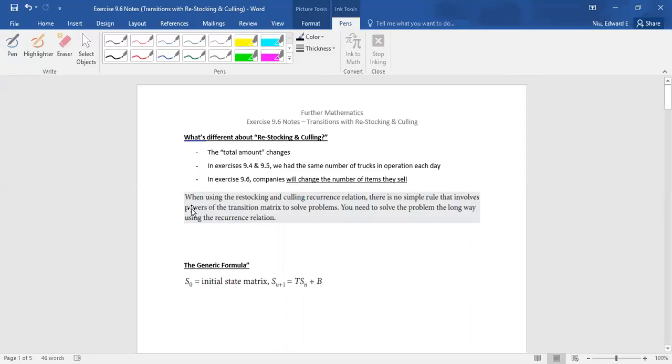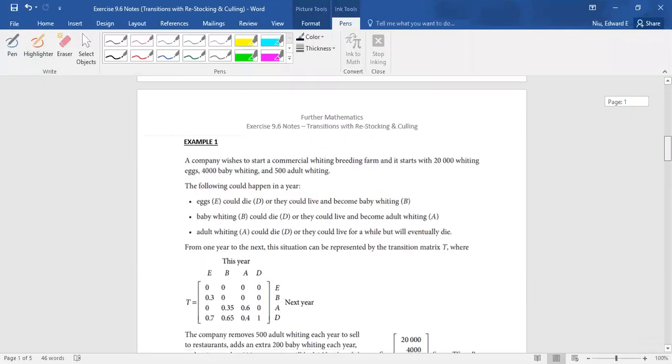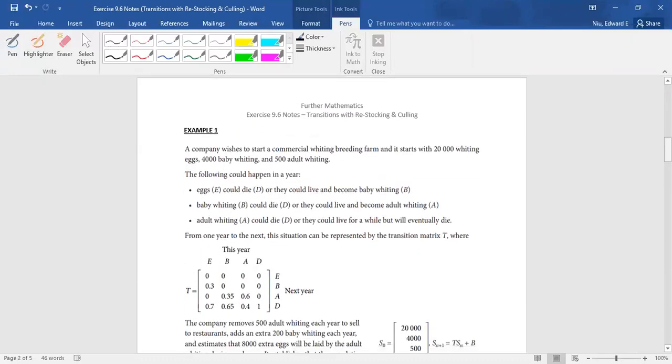But what you can see here is, in grey, there's a really important statement. And the statement goes, unlike 9.5 and 9.4, there's no formula that can find every single solution for you. So for 9.6, whenever we make changes in our stock, we have to work it out year by year by using recurrence relations. Let's begin. So here's our generic formula, which we're going to get used to in our example. You can always come back to it once we're done with the example, and hopefully it'll make more sense.